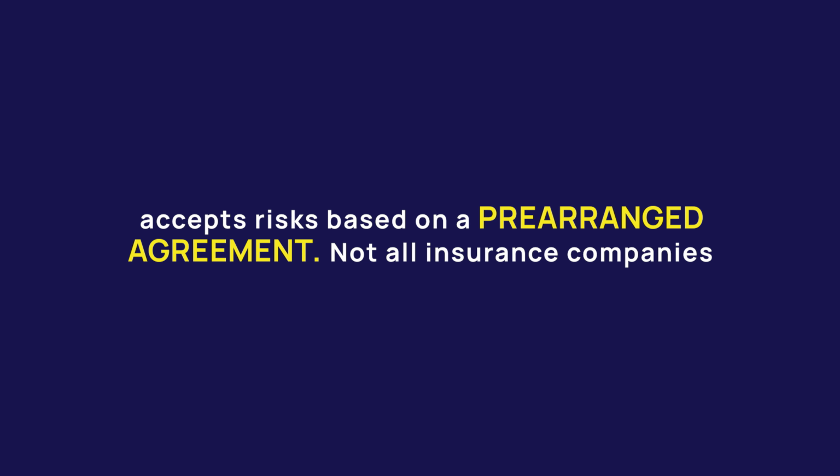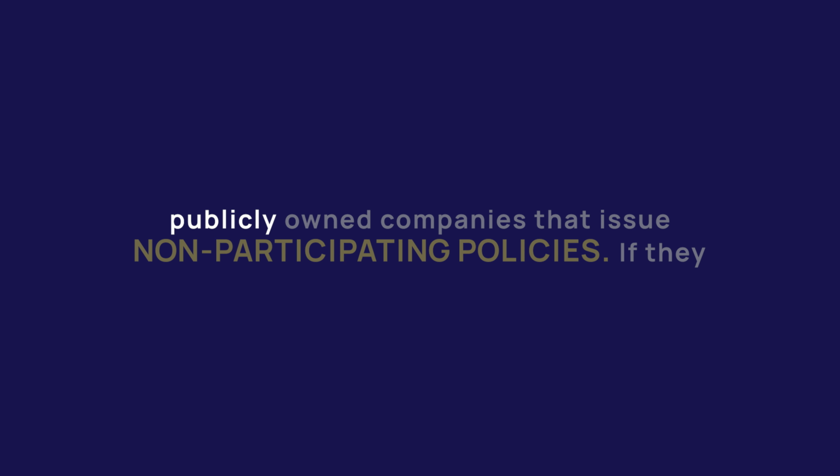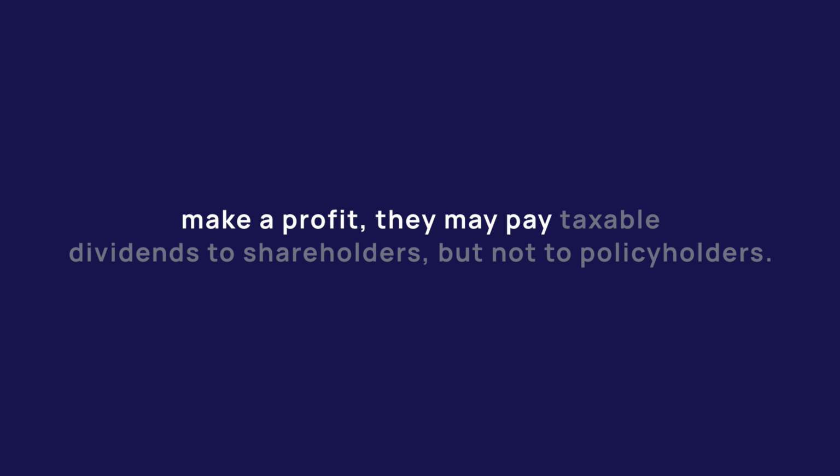Not all insurance companies are structured the same way. There are three main types. Stock insurers are publicly owned companies that issue non-participating policies. If they make a profit, they may pay taxable dividends to shareholders, but not to policyholders.